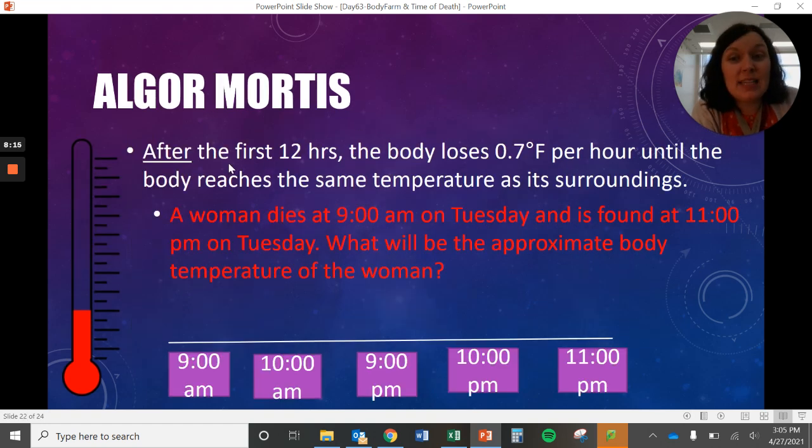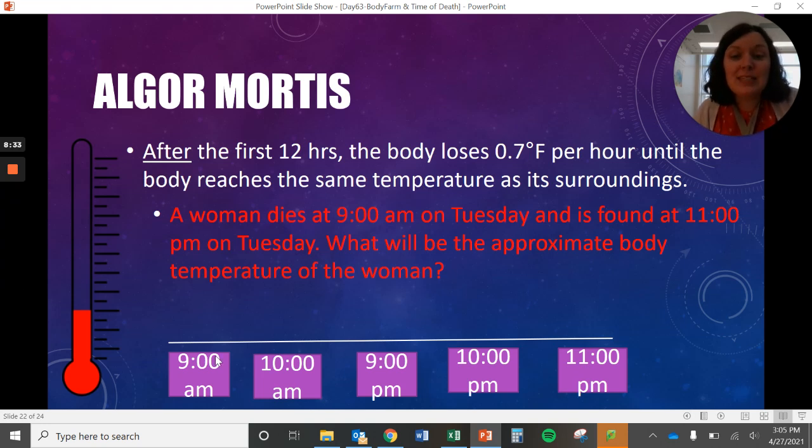Okay, this is true for the first 12 hours where it goes down 1.4 degrees per hour. After that, it's going to slow down and cool down at 0.7 degrees Fahrenheit until the body reaches the ambient temperature, or the same as the surroundings.